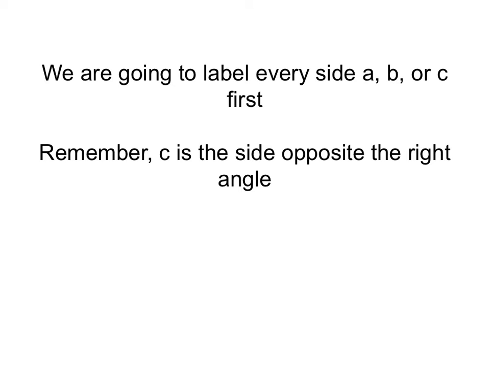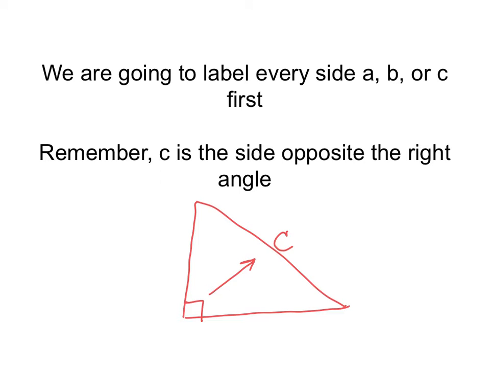If I just draw a little sketch here of a right triangle, put my square in the corner to show my right angle, this side has to be C, the side opposite of the right angle, which is called the hypotenuse, and the legs are these two sides. And A and B are interchangeable. It doesn't matter which one I choose, okay? So we're always going to start by labeling the sides.